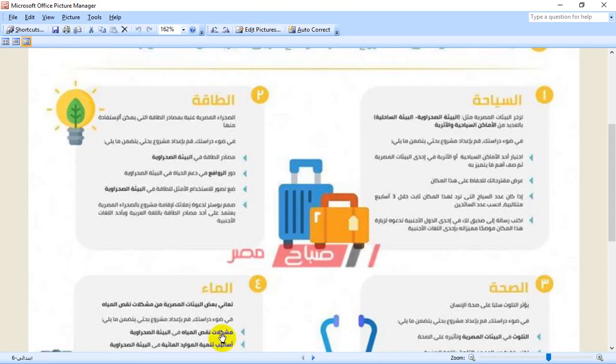But if we talk about the second topic, energy, so we write more than one point. Here we must write about desert environment and its sources. We must write about levers in the desert. Okay, like this.